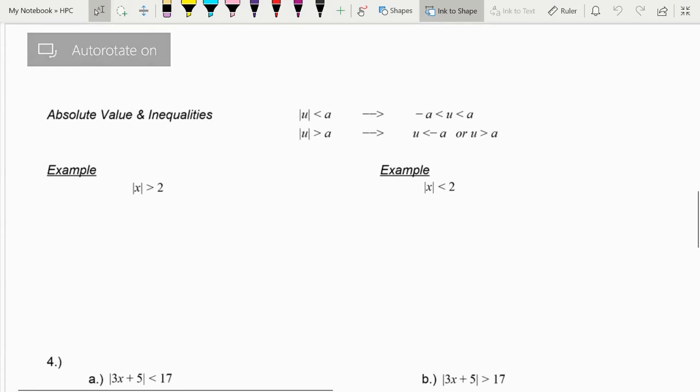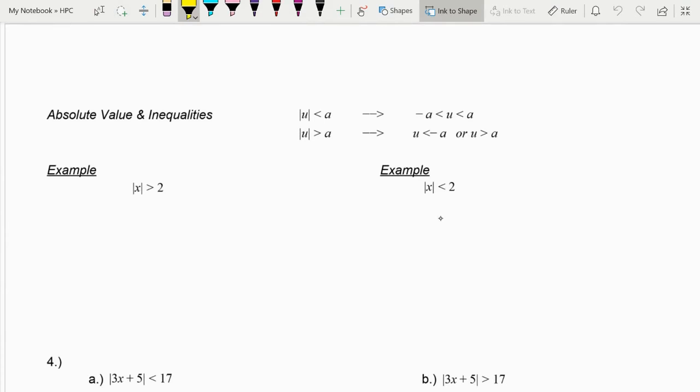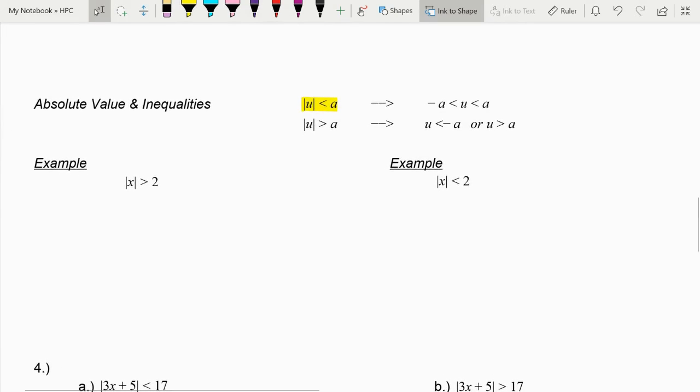Okay, so moving to the second page, we have absolute values and inequalities. So first we have the absolute value of u is less than a. We talked about this a little bit on the front side. So we will write that as -a is less than u, which is less than a. So this is going to be a less than problem, which is one of those and problems.